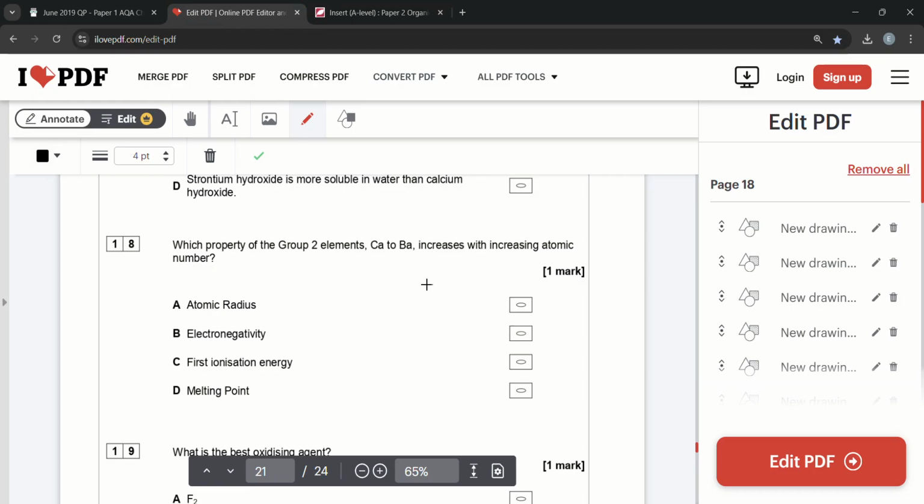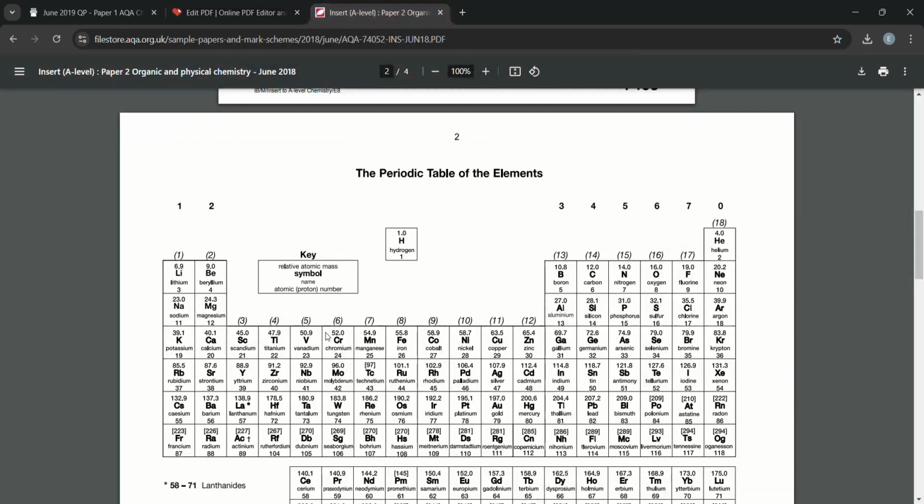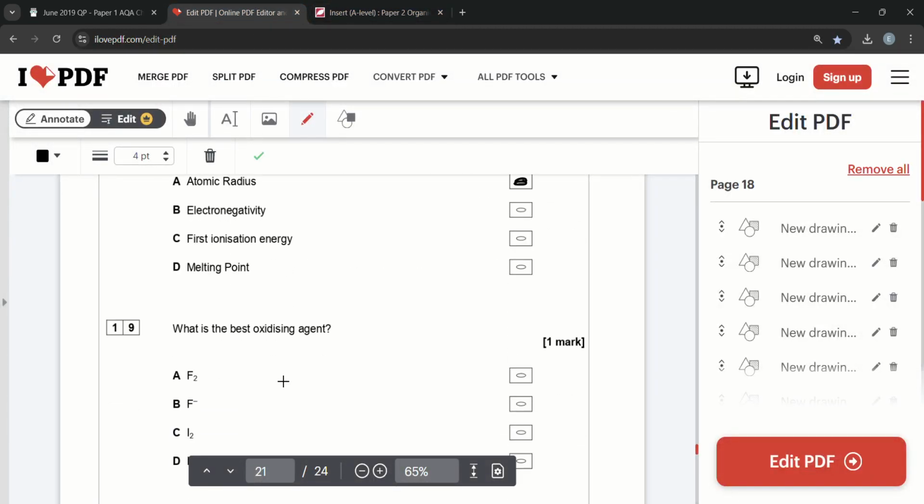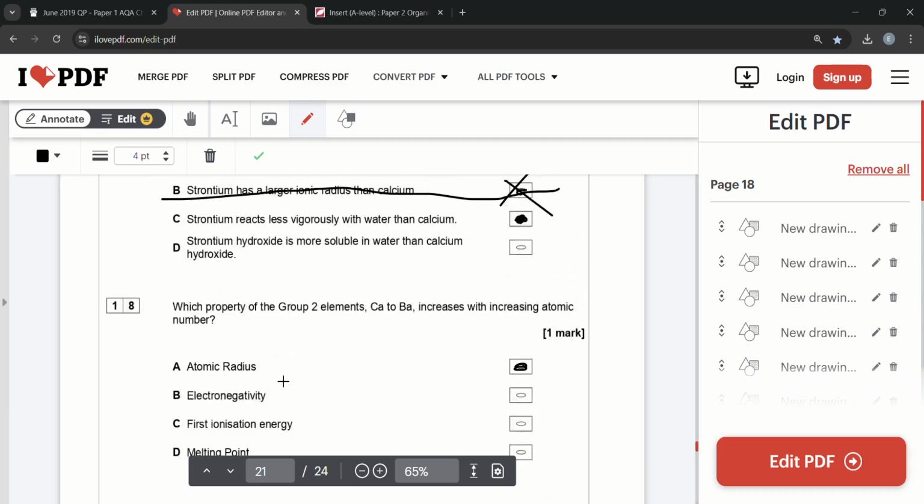First ionization energy would decrease, not increase. Atomic radius? Yeah, atomic radius would increase. Melting point? No. Question 18. A.